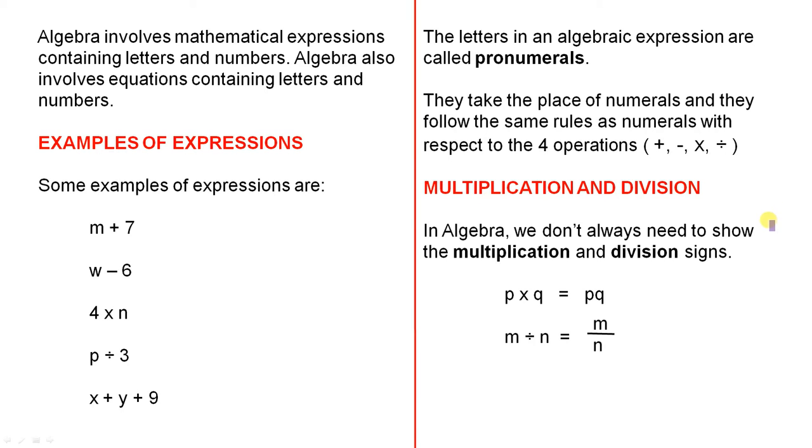Multiplication and division. In algebra, we don't always need to show the multiplication and division signs. Now here are two examples. If you have P multiplied by Q, you can write that as PQ. So when those two letters are close to each other like that, you don't see any sign, and that tells you that the invisible sign here is multiplication. M divided by n can be written as m over n. You can write that as a fraction, so you don't actually see the division sign.